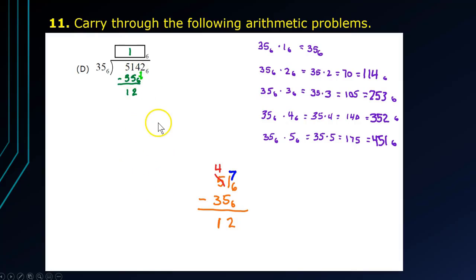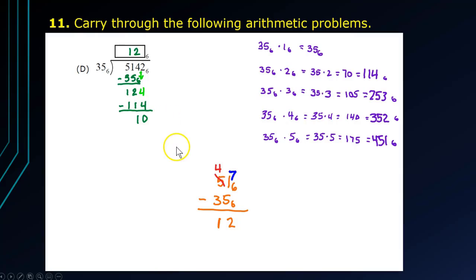And so this is 12 base 6, and hence that's where you get this here. Then you would bring down the 4, and you have 124. You can see that 35 could go into that twice, which would give you 114. 3 times would be 253. That's too big, so the next number is going to be 2. So 2 times 35 base 6 is going to give you a 114 base 6.